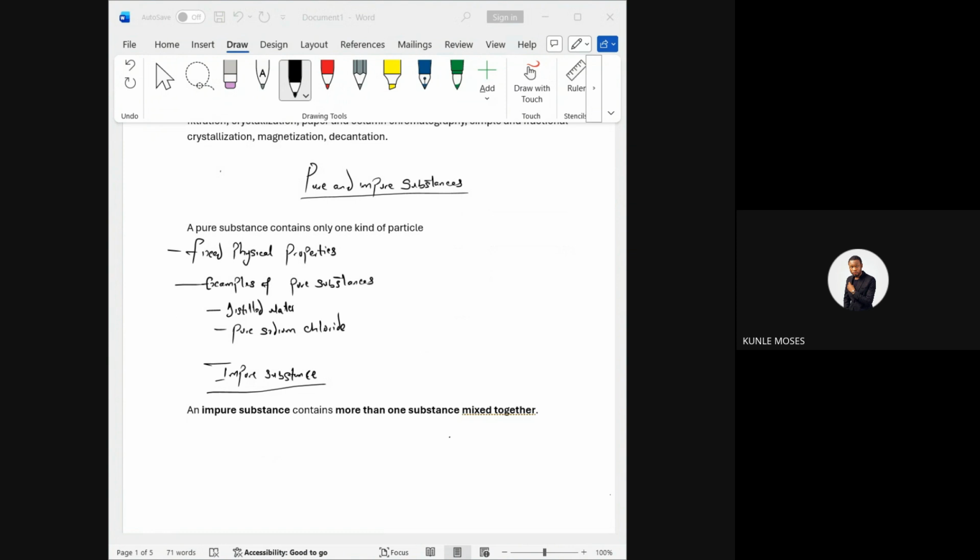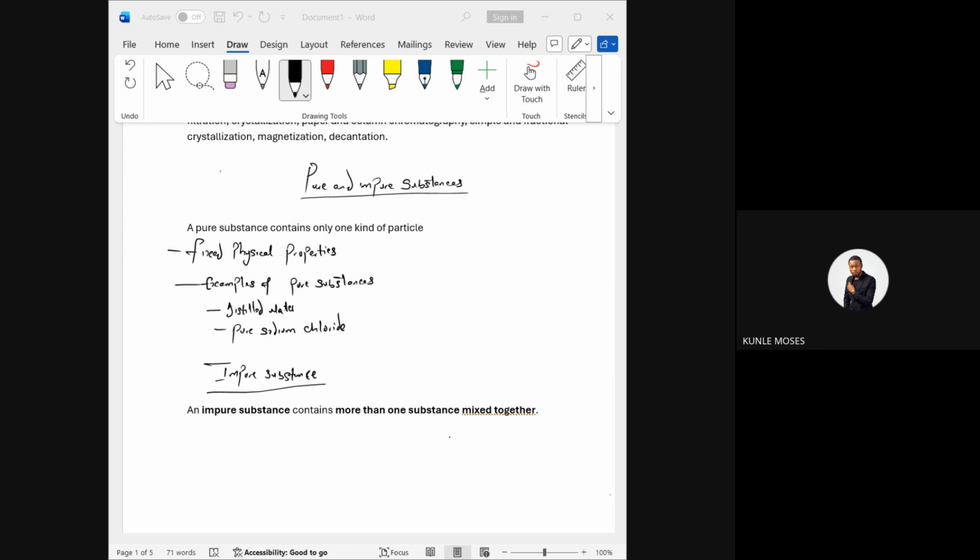Majority of the time, compounds are impure substances because they contain two or more substances that are mixed. Crude oil is an example of an impure substance because if we separate crude oil by fractional distillation, we can see different kinds of substances inside it. So crude oil, river water, and every other mixture like that are examples of impure substances.